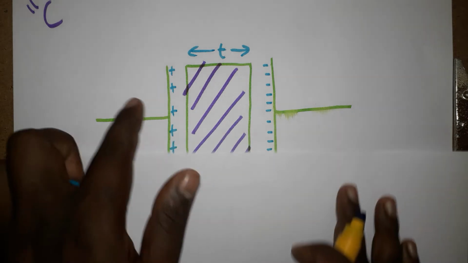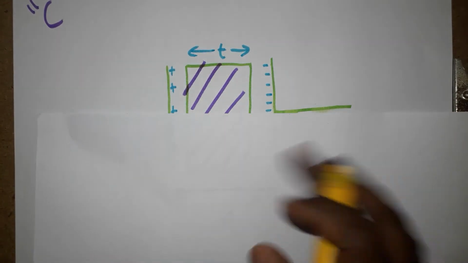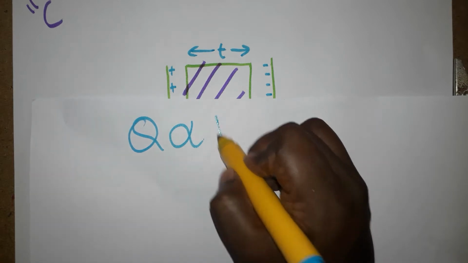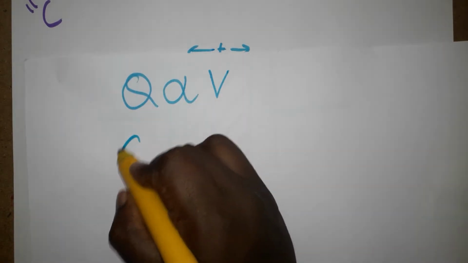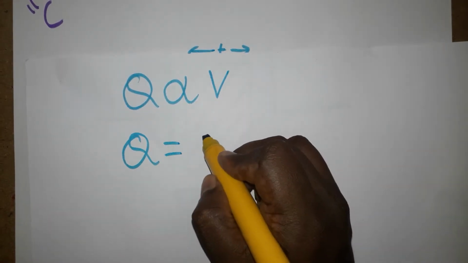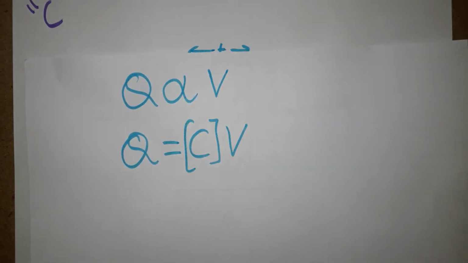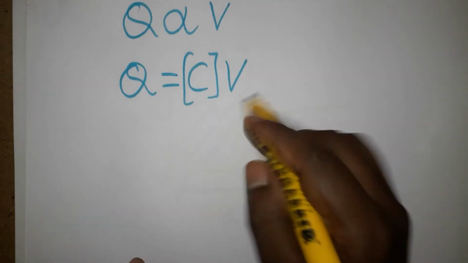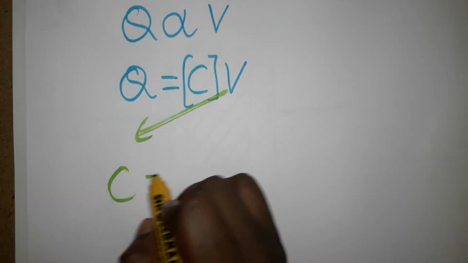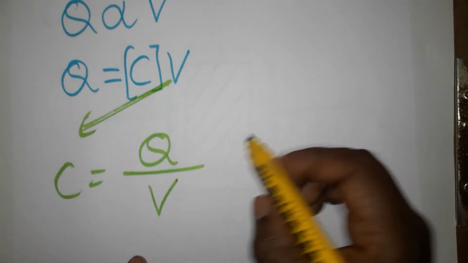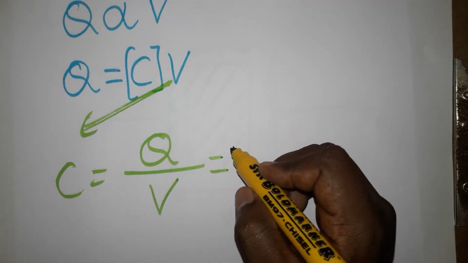First, the charge stored between the two parallel plates is directly proportional to the voltage. Q is equal to a constant times V. Here the constant is the capacitance. So bringing V to the denominator, C is equal to Q divided by V. This equation we are going to derive like this.